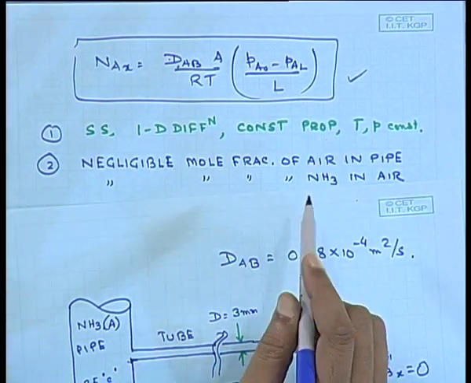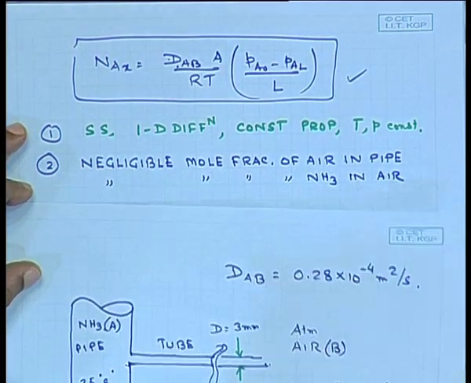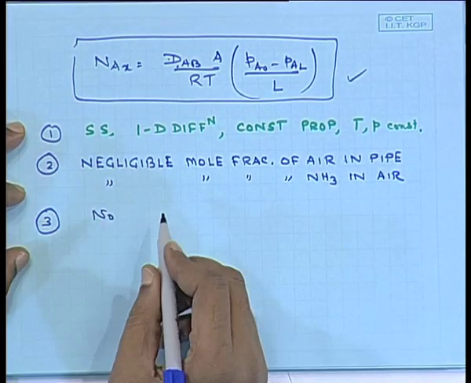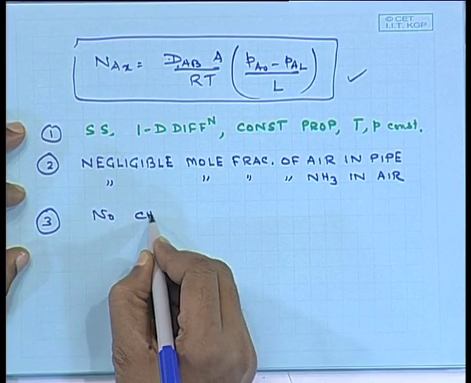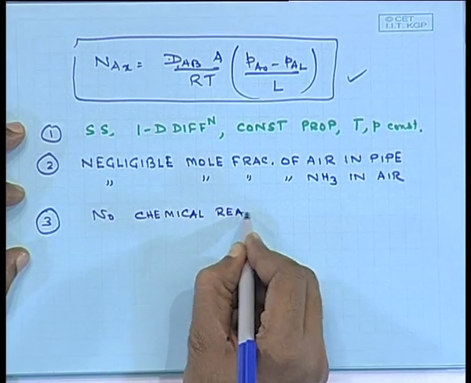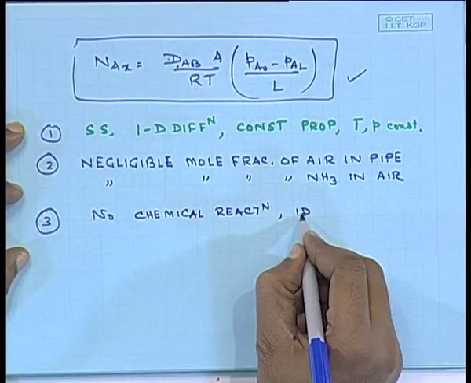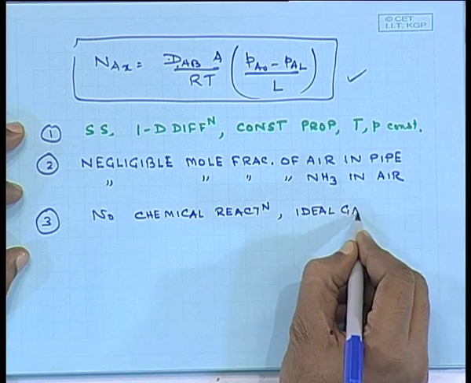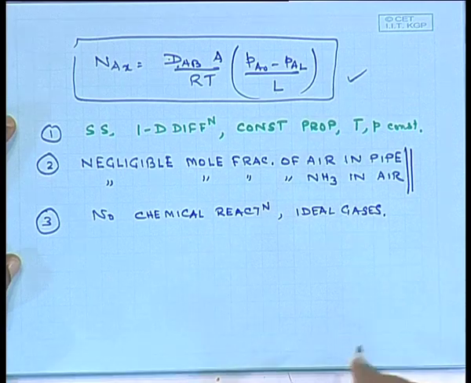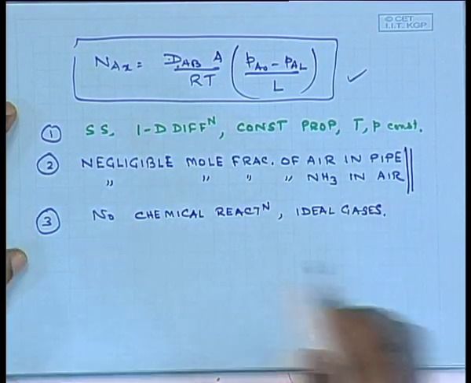So, these are assumptions right now. We feel that they are correct assumptions, but we will have to come back and check again. And the third, which is an obvious one, is no chemical reaction. If there is a chemical reaction, then obviously I will not be able to use this, and these are ideal gases. So, these two are important, the rest are more or less a statement of the obvious.